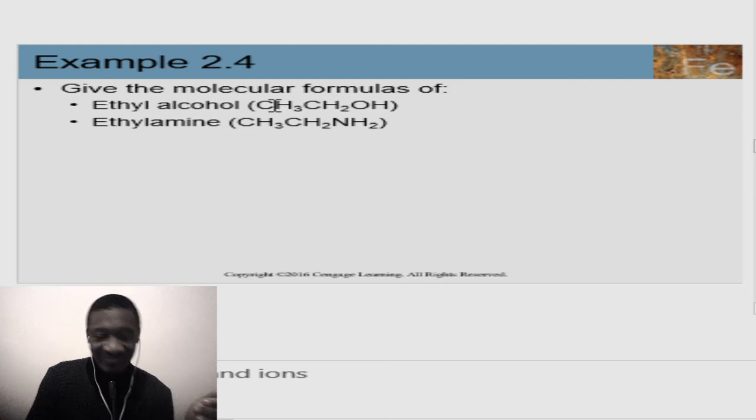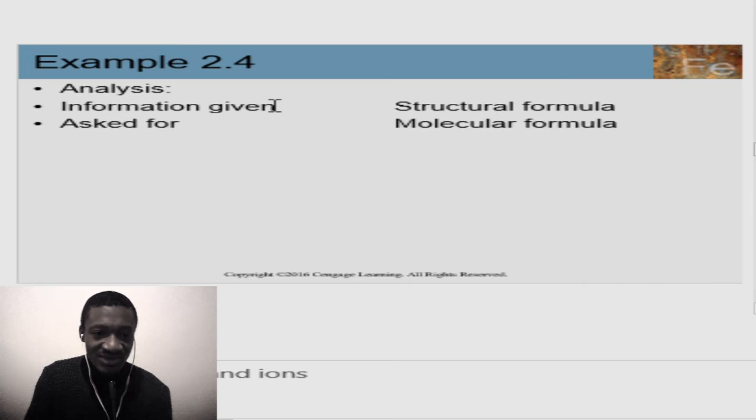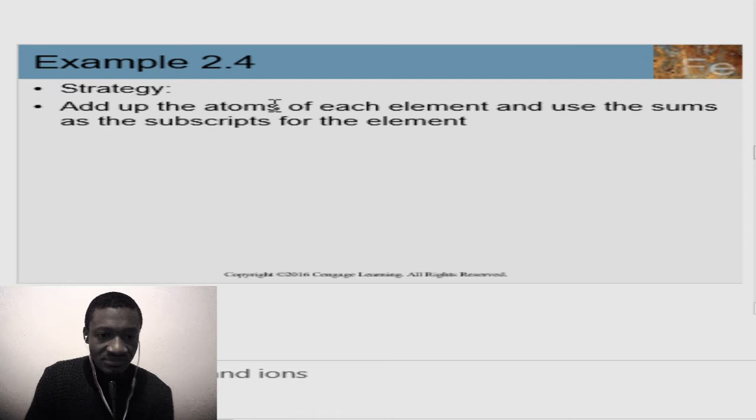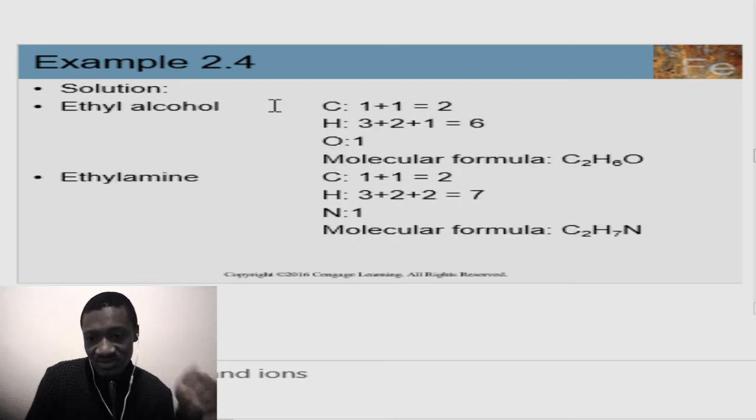Okay, so I guess you have done it already. Straightforward. Let's just go right into it. You are given the structural formula, and they give even the name of the substance. So you are asked to give the molecular formula. What you do is add up the subscripts. And I told you anything that is subscript is written under, and those are the figures. So number of carbons 2, number of hydrogens 6, number of oxygen 1.